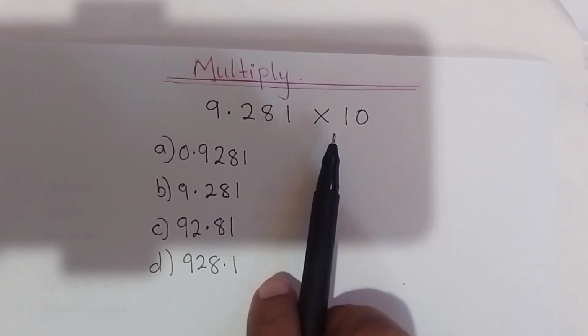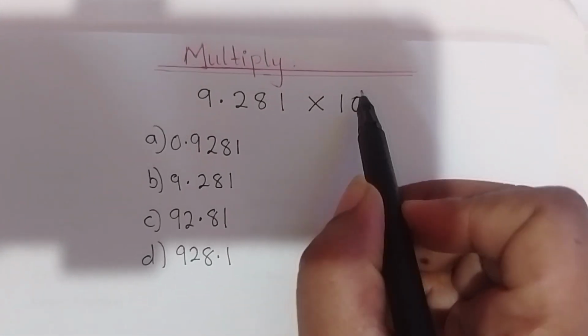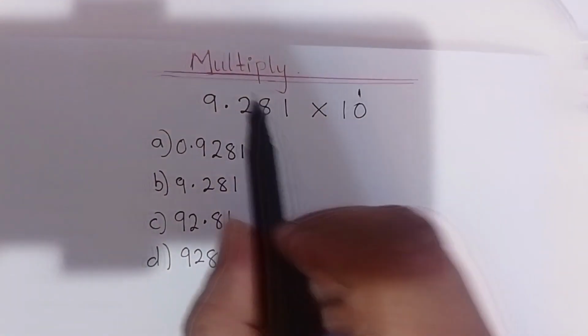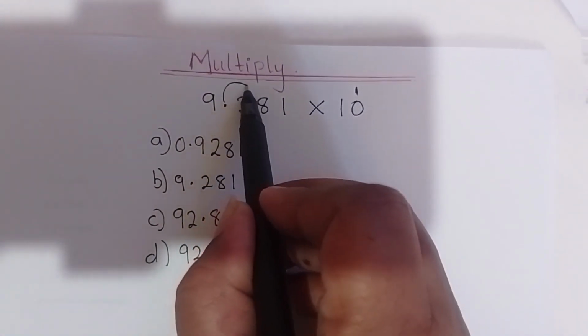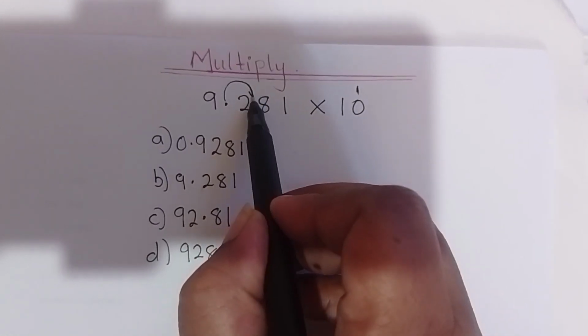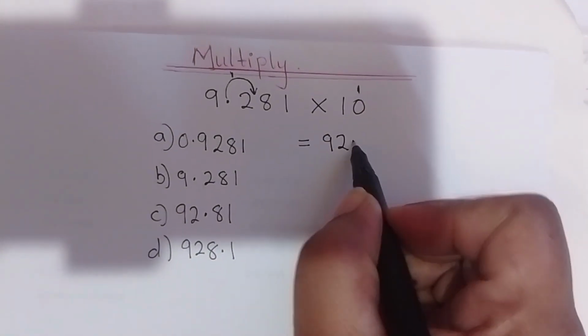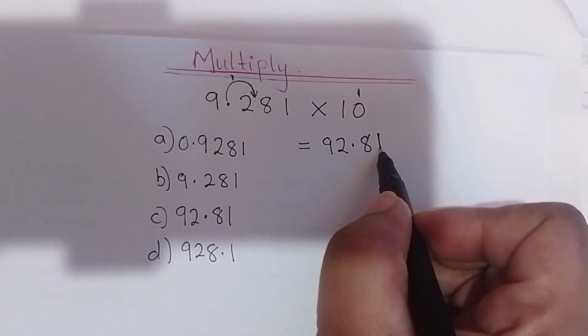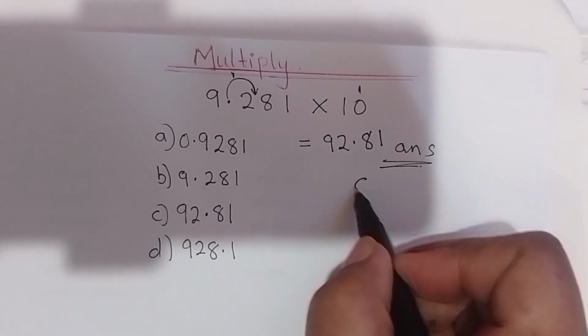Okay? So what we'll do here, we say 10 has one zero, so we'll move one decimal place to the right. So the answer will be 92.81, okay, which is C.